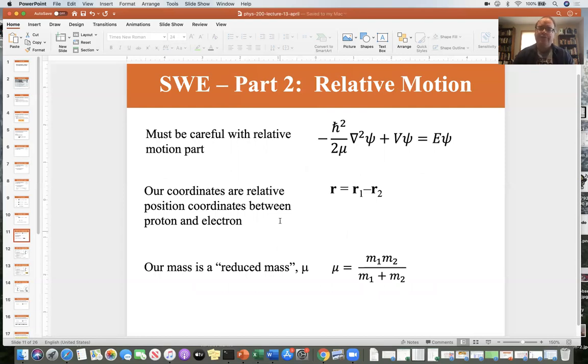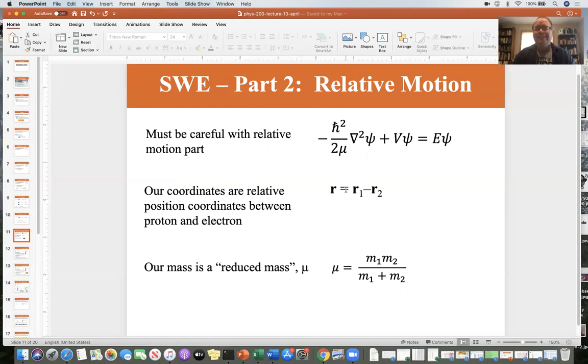Now we have to be careful here because in this relative motion part, the coordinates are relative coordinates between the electron and the proton. But that's not really terribly surprising because it's weird if I try and say, I have a proton that's my head, I have an electron sitting here, and we define a coordinate system that's my chest, and we're going to measure those positions relative to the origin of that coordinate system. What we always do is take the relative coordinates between the electron and the proton and worry about that. So that's really not a big surprise.